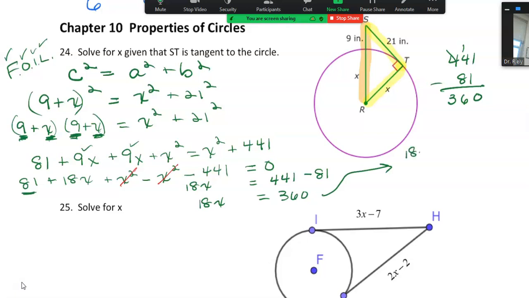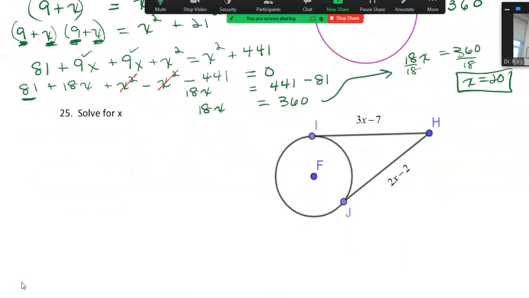Let's come over here just so I don't run into the next problem. I have 18x equals 360. Divide both sides by 18. And we have x equals 20, and that is our answer. Make sure you can do this kind of problem. That foiling is important for next year, and it's important for the final.